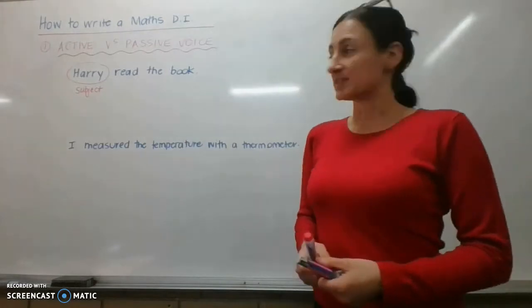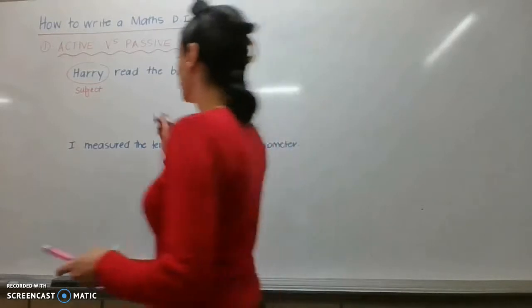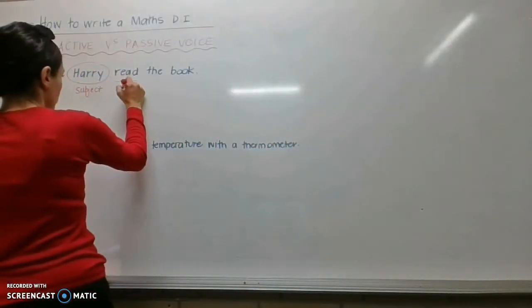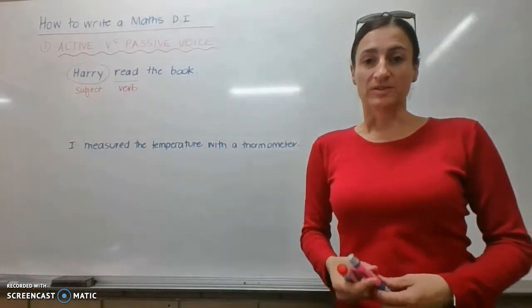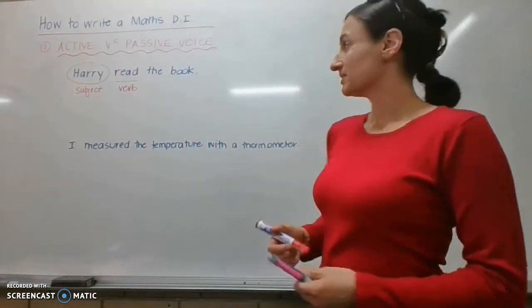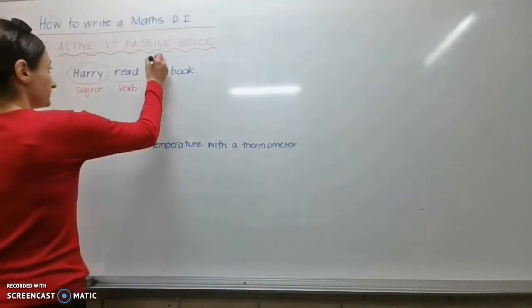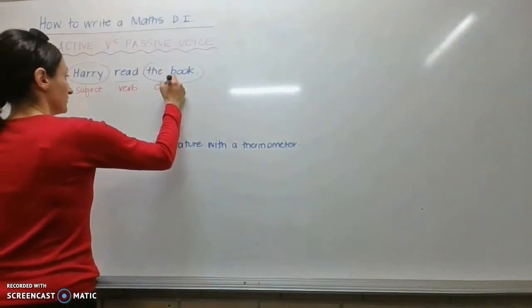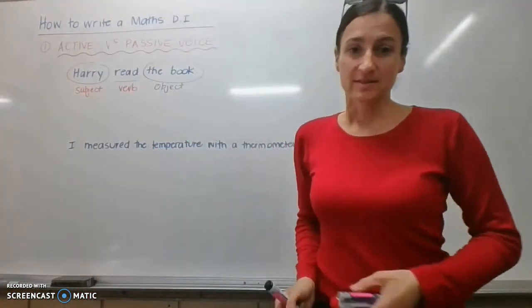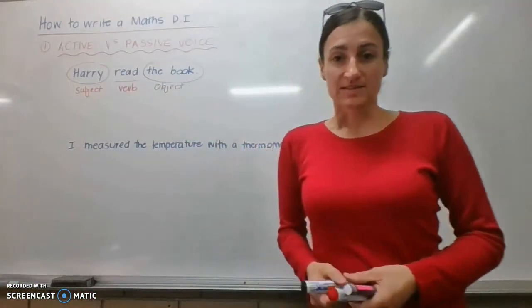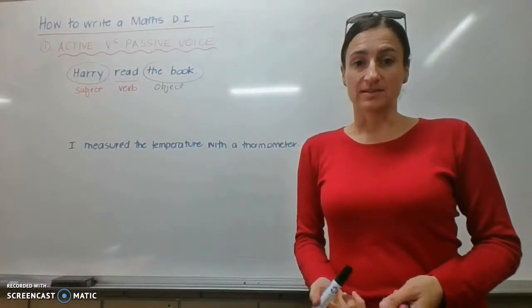What Harry did was he read the book. So the verb, the action, is read. And what he read was the book. So the object is the book. This kind of sentence, subject, verb, object, is called an active sentence because Harry is actively doing something in this sentence.